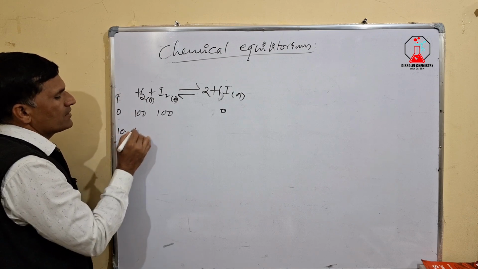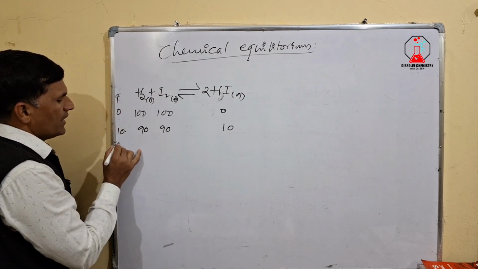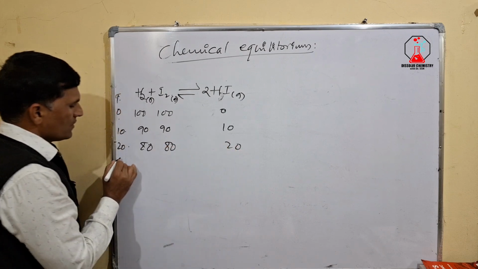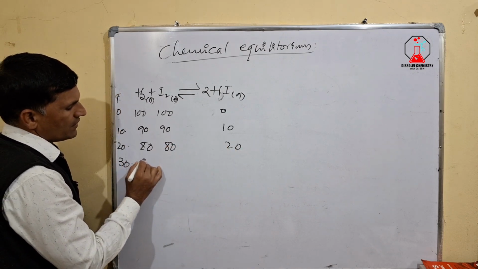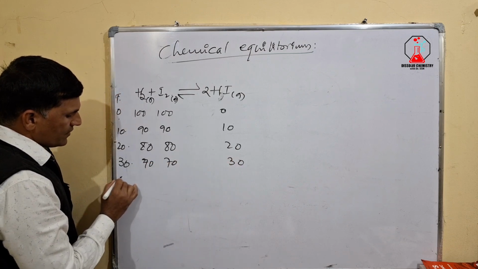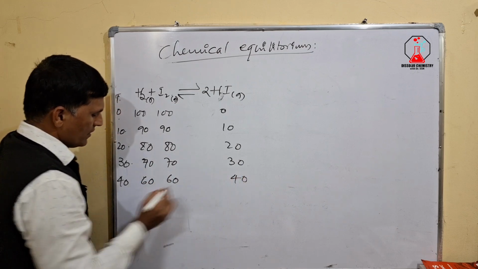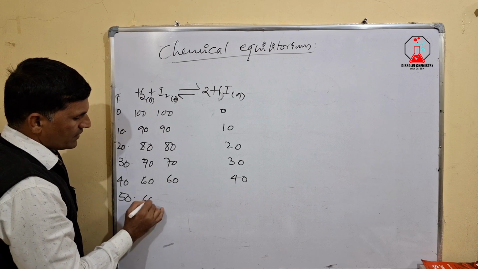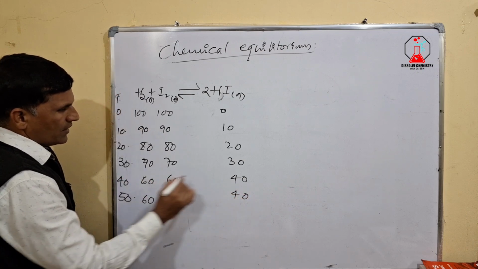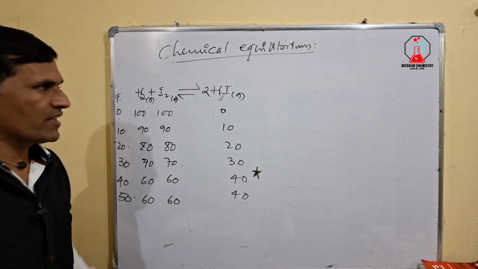Then at 10 seconds, I will be finding 90, 90, then it is 10. Okay, so then at 20 seconds, you find this 80, 80, then it is 20. For example, at 30 seconds you take, this is 70, 70, and this is 30. At 40 seconds, it reaches 60, 60, say for example 40. And at 50 seconds, you find 60, 60, and 40, means at this point the reaction has attained an equilibrium, we can say.